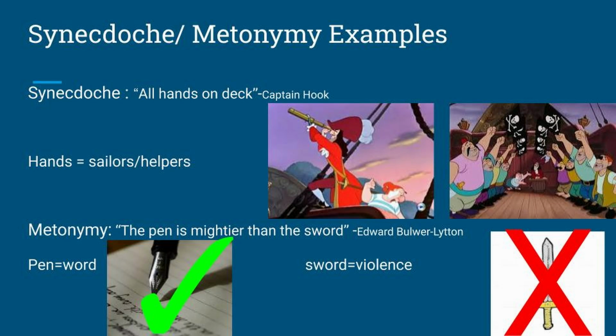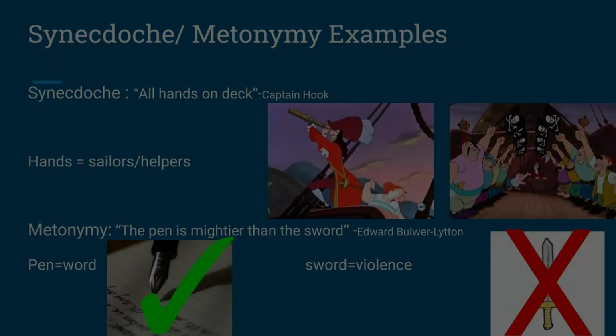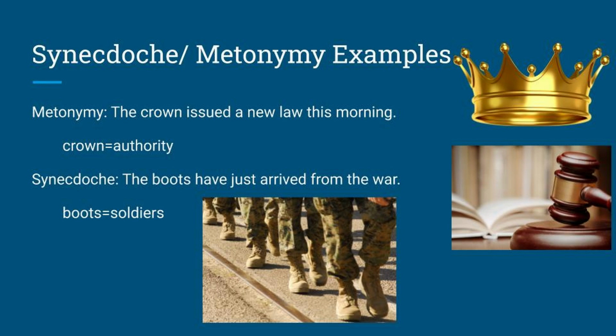An example of synecdoche will be "all hands on deck." In this instance, hands mean sailors, but can also mean helpers. An example of metonymy would be "the pen is mightier than the sword." In this instance, the pen means words and the sword means violence. Another example of metonymy would be "the Crown issued a new law this morning." In this instance, Crown means authority. And another example of synecdoche would be "the boots have just arrived from the war." In this instance, boot means soldiers.